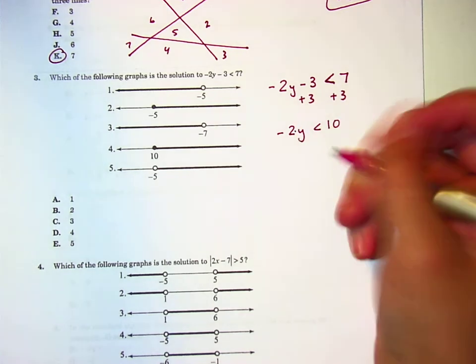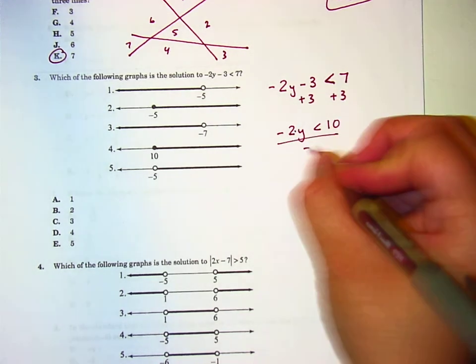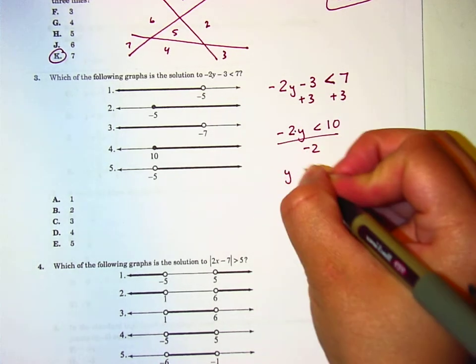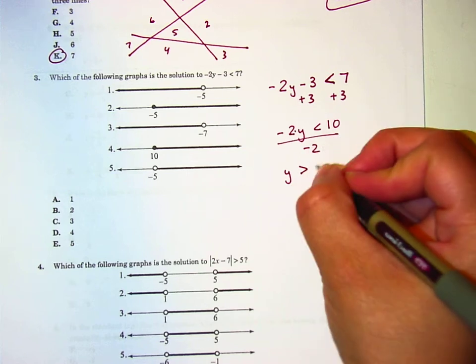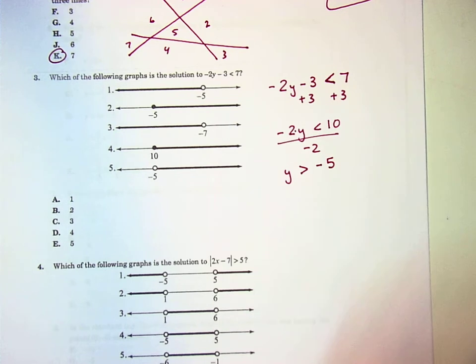And then since this is negative 2 times y, I'm going to divide by negative 2, which is the opposite thing. So that's y is now greater than. Remember, if you multiply or divide by a negative number, you flip the sign. 10 divided by negative 2 is negative 5. So it is greater than negative 5. That means it's to the right of negative 5.